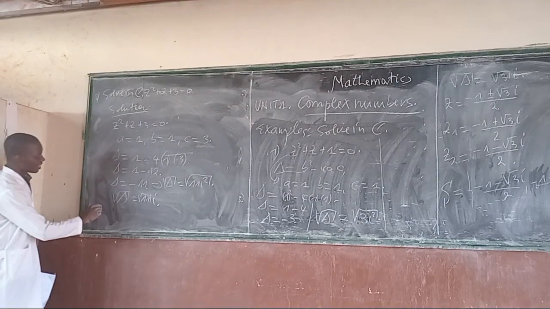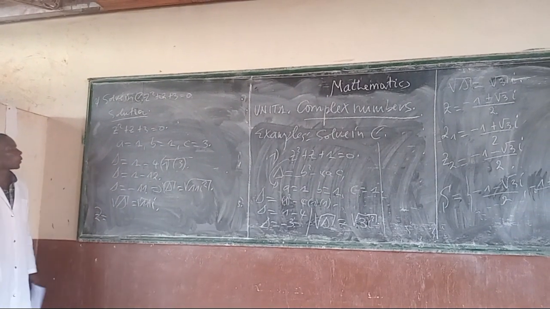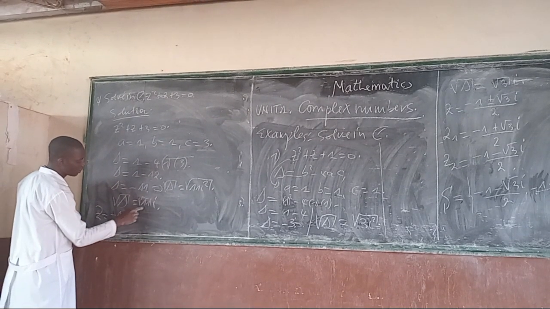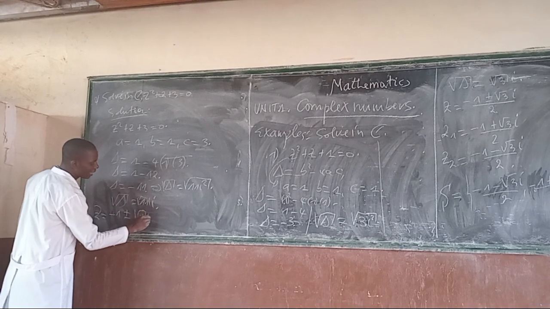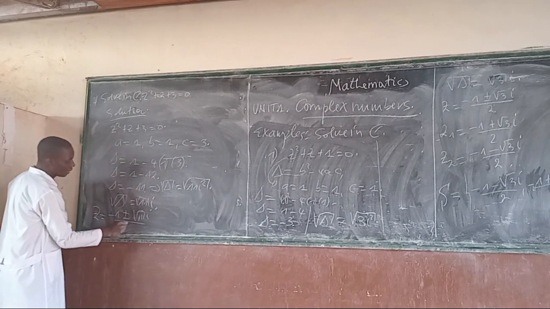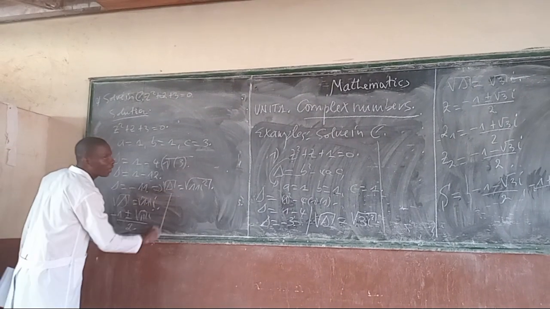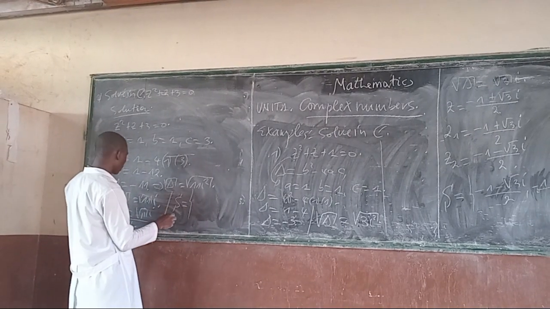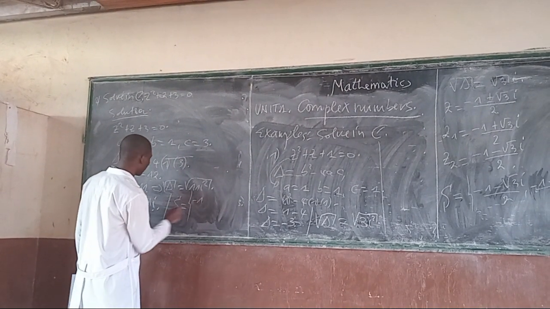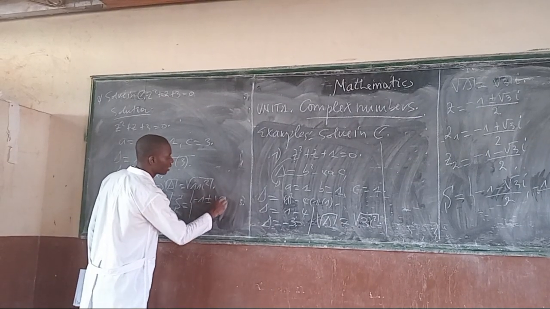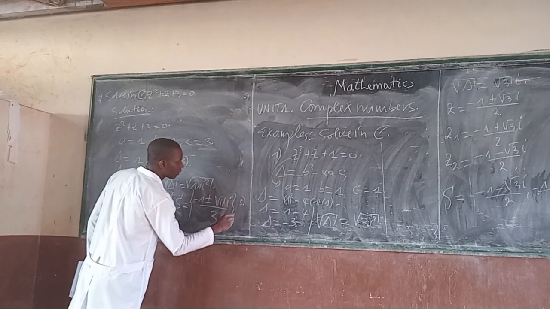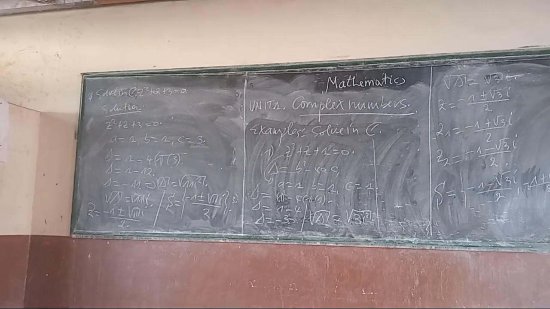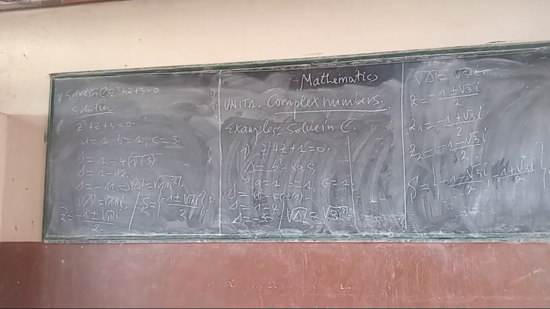Finally, z will be equal to negative b, which is negative 1, plus or minus root of 11 i over 2a, and a is 1, so it is 2. Now the solution will be negative 1 plus or minus square root of 11 i over 2. That's the final solution for this kind of equation. You have to solve in the set of all complex numbers.